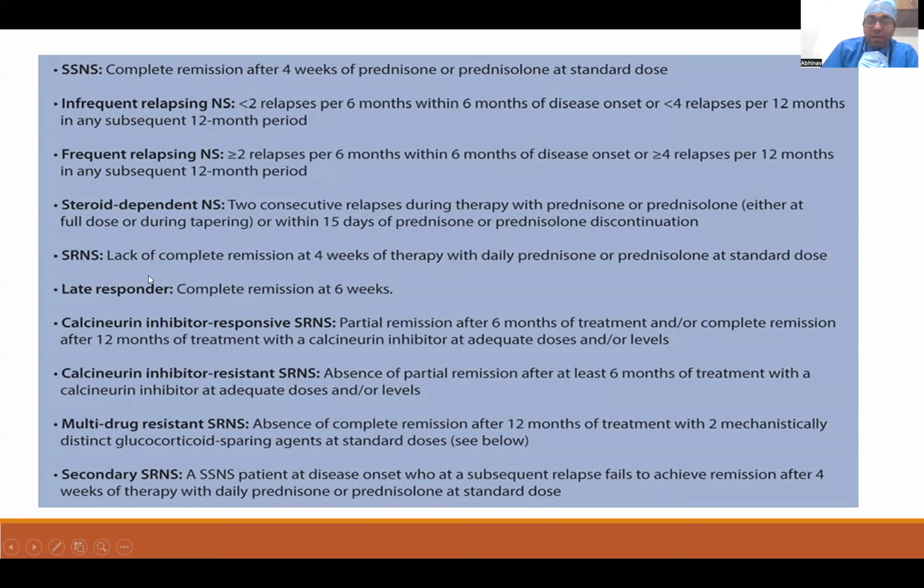Very important. So steroid resistant nephrotic syndrome is lack of complete remission at 4 weeks of therapy with daily prednisone. So important, the cutoff is 4 weeks. So when there is no response to daily prednisolone therapy after initiating daily prednisone therapy for 4 weeks, and no remission is achieved, it's called steroid resistant nephrotic syndrome.